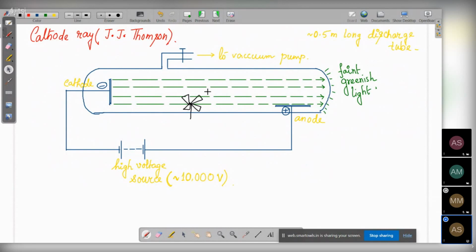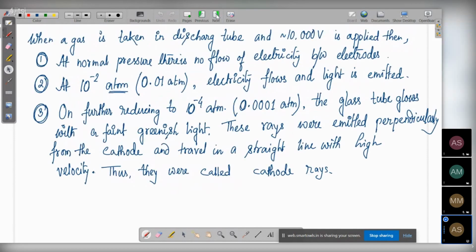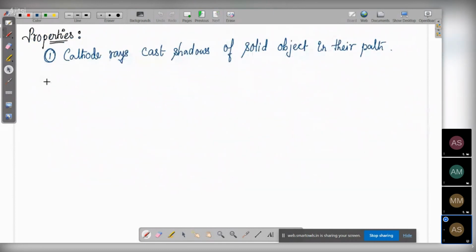And he saw that the blades of the small wheels started rotating. When they were placed, he saw that the blades of this wheel started rotating. So what can be inferred from this experiment, from this observation? What can he conclude? He concluded that this cathode ray must be particles. It must be made up of particles, because if it was a wave, then the wheel would not have moved.